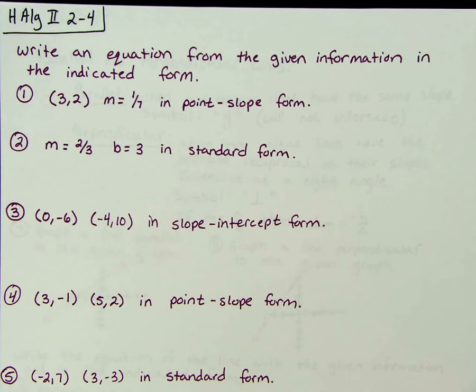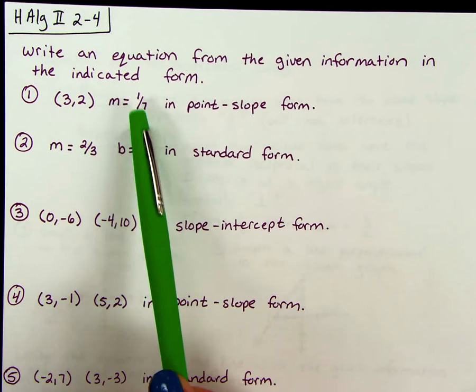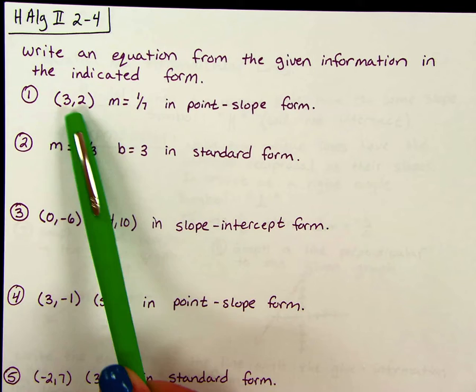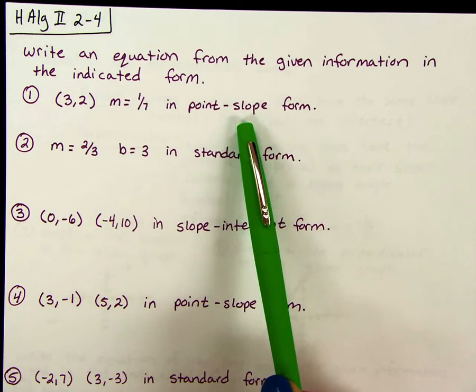All right, so the next part of the lesson, we're going to practice writing equations from given information in the indicated form. So here I'm looking at one, we have a point and we have a slope. So that means that I can put this information into point slope form, which is the form that it's asking for. So this one's really easy.